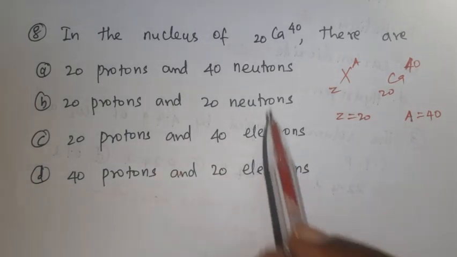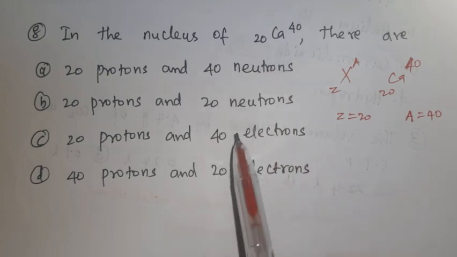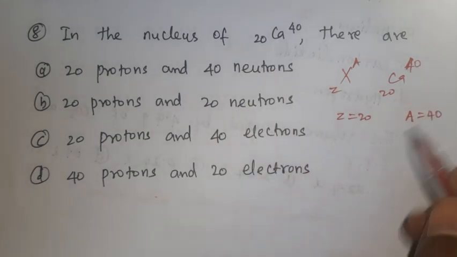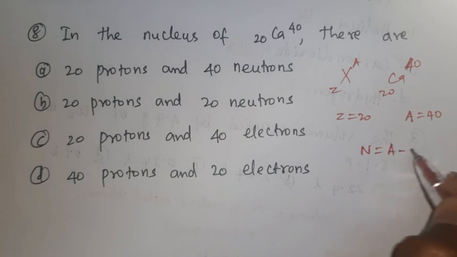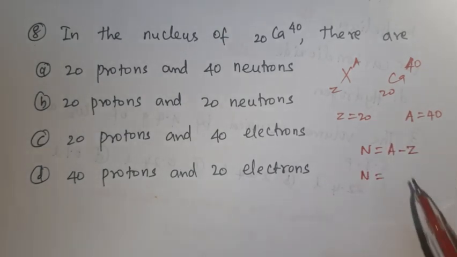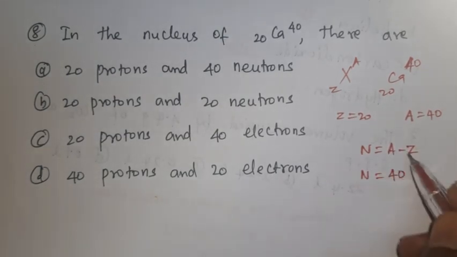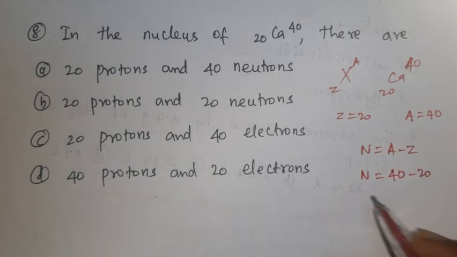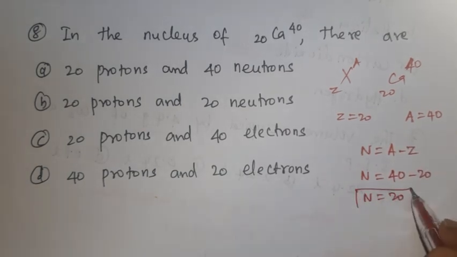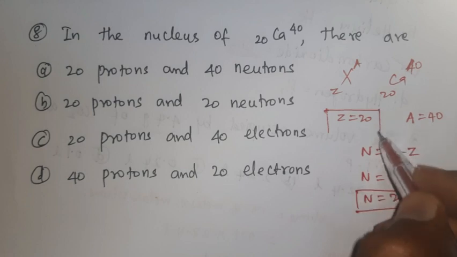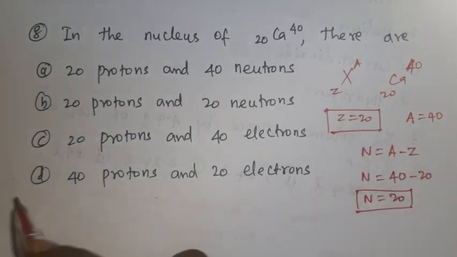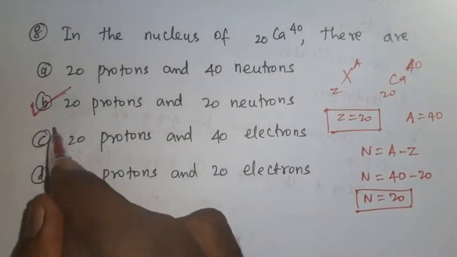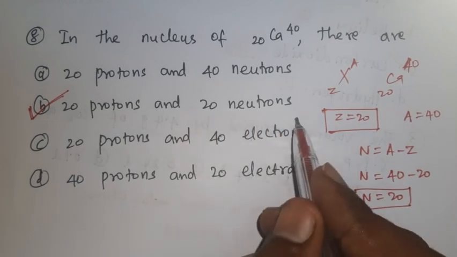In the options, there will also be terms of neutron. So N is equal to A minus Z. N is equal to A, which is 40, minus Z, which is 20. So N is equal to 20. So neutron number is 20, proton number is 20. According to this, option B is the right one: 20 protons and 20 neutrons.